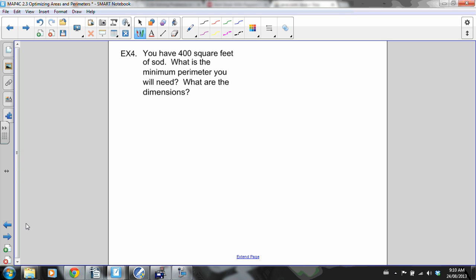Example 4, we have 400 square feet of sod. When we've got sod, we can cut that into bits and pieces, right? It's not like patio stones. And that's the area, isn't it? Sod is like covering this backyard or whatever. And we don't know what the side length is, but we know it's got to be a square. So we know x times x, length times width, has got to be 400.